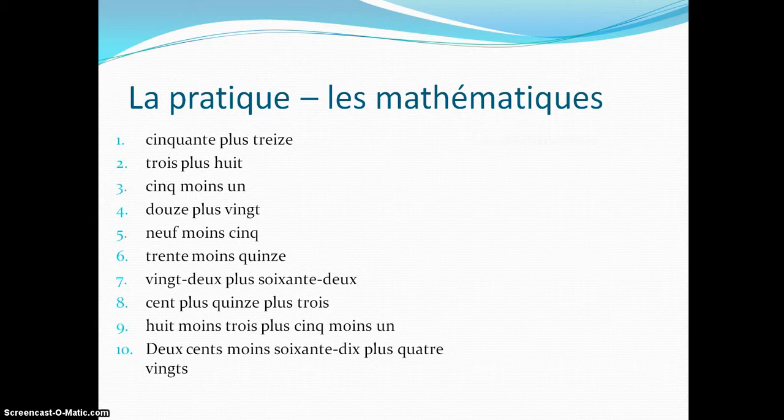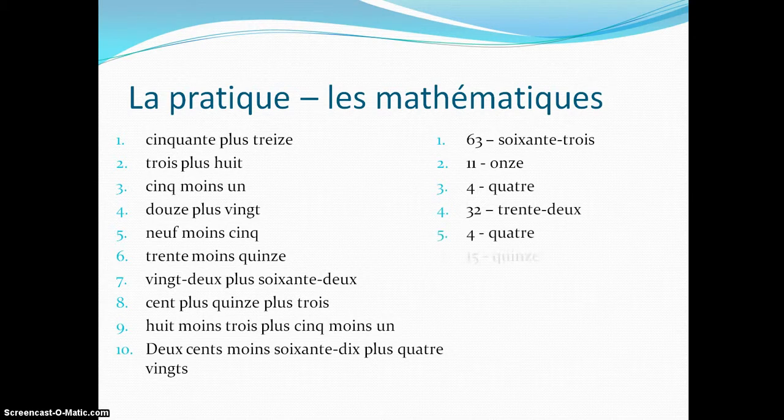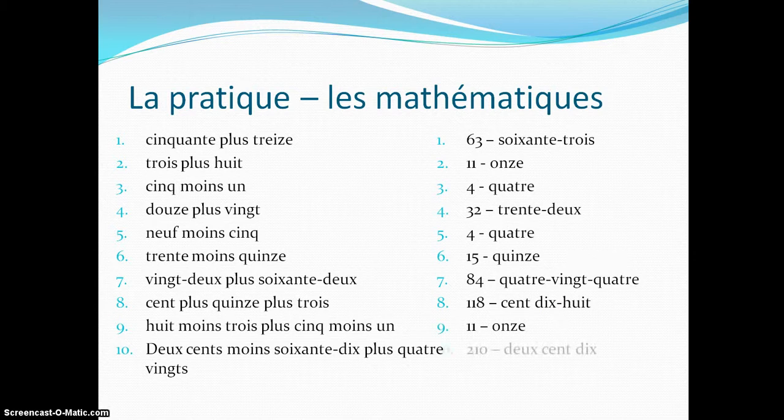Okay, let's go with the answers. Numéro 1, 63. 2, 11. 3, 4. 4, 32. 5, 4 encore. 6, 15, careful for the spelling of that. 7, 84, careful that you've not put an S on here. 8, 118, don't forget not to put an 'and' there, and no S on there, 100. 9, 11 encore. And 10, 210, again, no S on the 100.